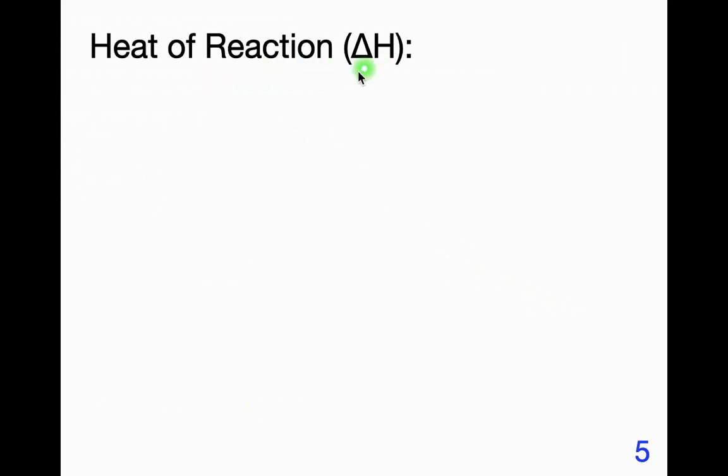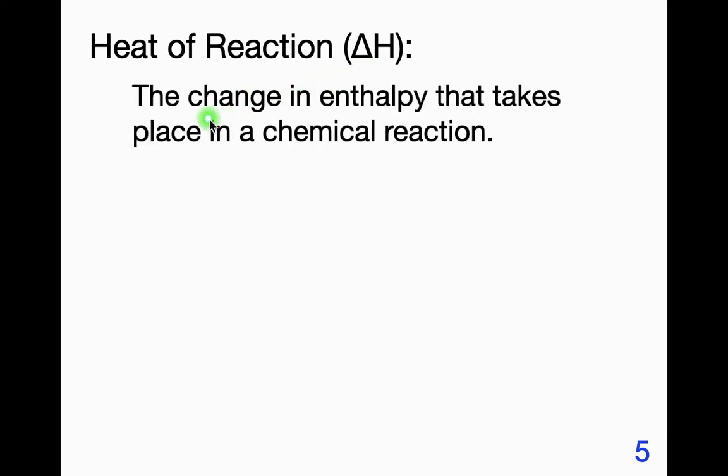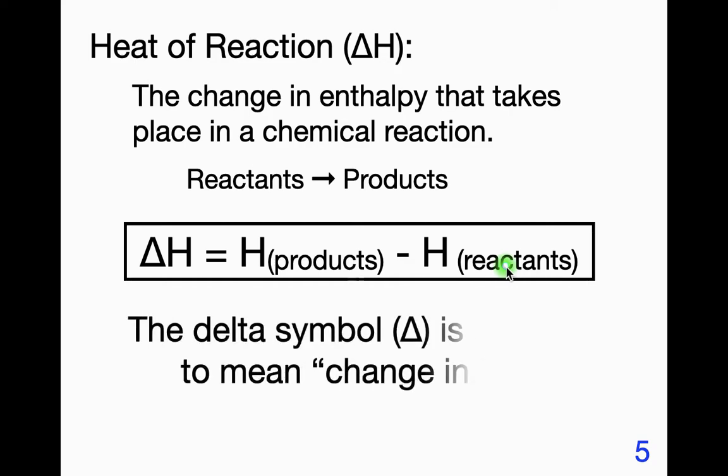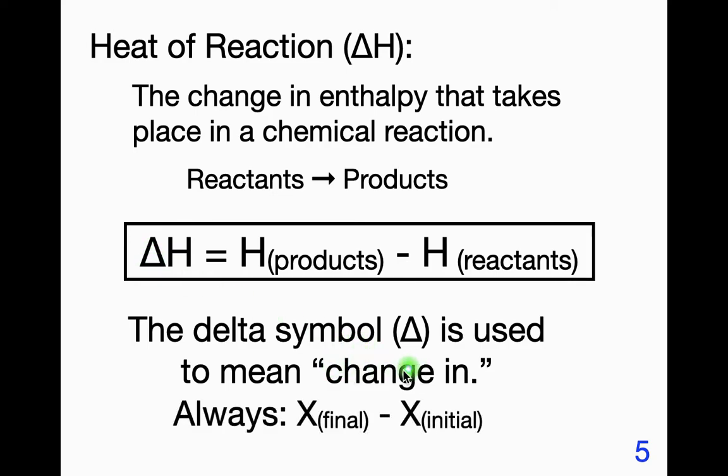Heat of reaction, delta H, is the change in enthalpy that takes place in a chemical reaction. So we go from reactants to products. So in like the gummy bear before, the gummy bear afterwards, you saw a lot of energy was given off. So delta H is going to be the enthalpy of the products minus the enthalpy of the reactants. The delta symbol, and this is capital delta, is used to mean change in. And you may have already seen this. Anytime you see delta anything, it's to be read as change in.